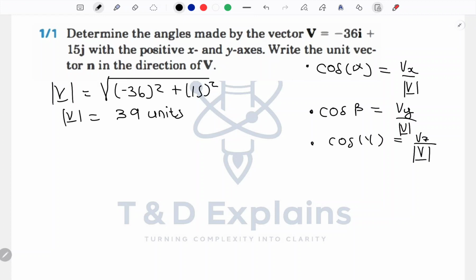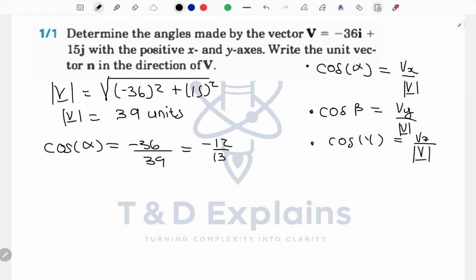And now what is the angle that is made by v with the x-axis? We get it from the direction cosine. We're going to say cos of alpha is equal to the x component of v, which is given as negative 36, divided by the magnitude of v, which is 39. 36 divided by 39 gives us 12 over 13. The answer is negative 12 over 13 simplified.